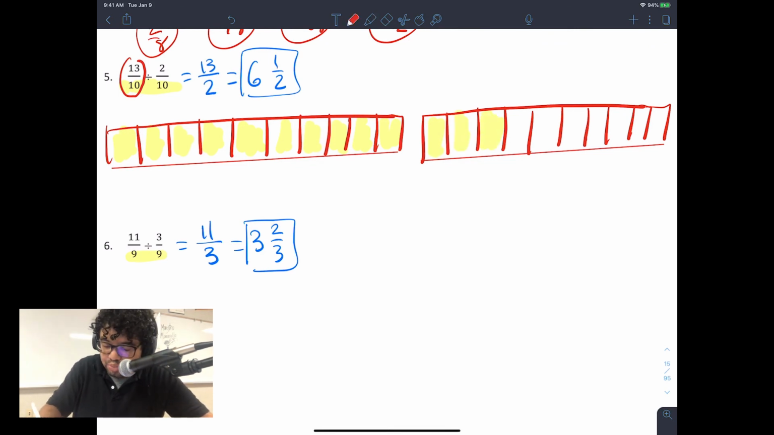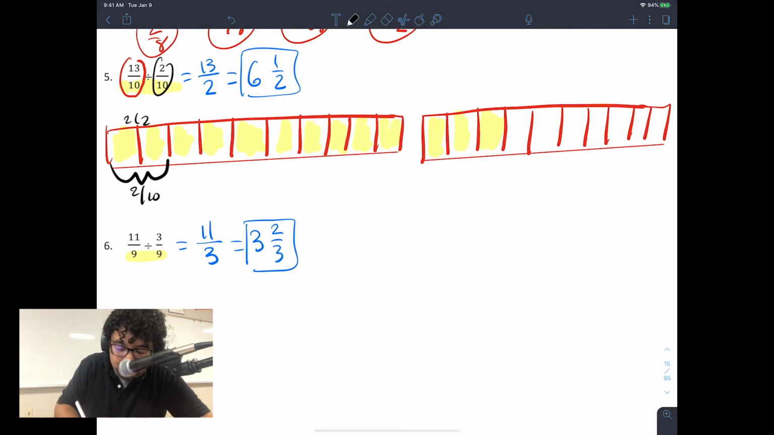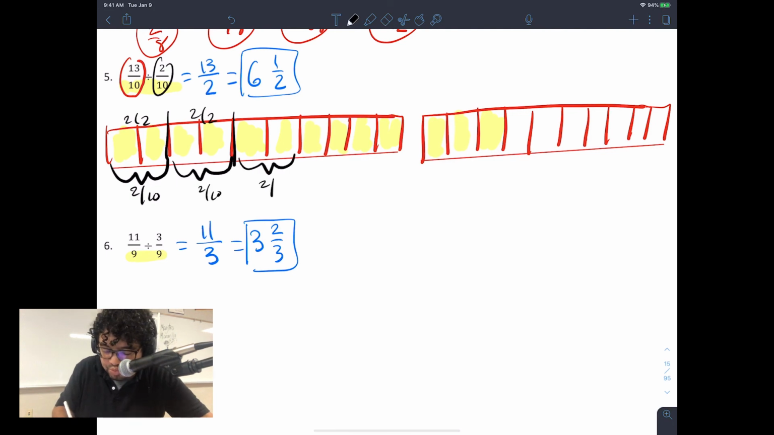So then now I need groups. I need groups of 2 10s. So then 1, 2, that's 2 10s. That's one group. Notice that I shaded 2 out of 2. Okay. So one more time. 1, 2. Right there. I shaded 2 out of 2. And this is 2 out of 10. There's one more group of 2 out of 10. One more group of 2 out of 10. One more group of 2 out of 10.